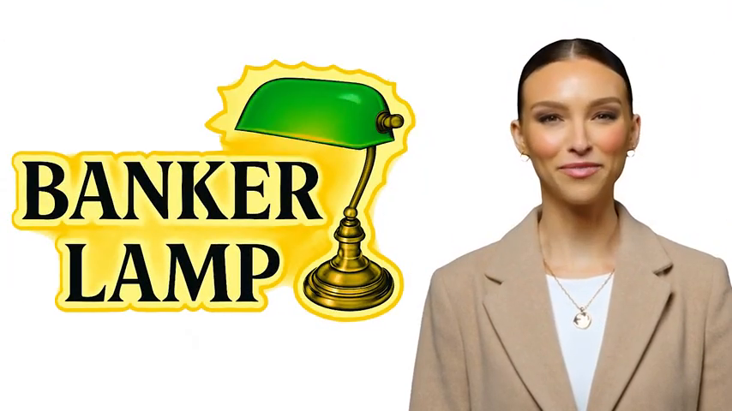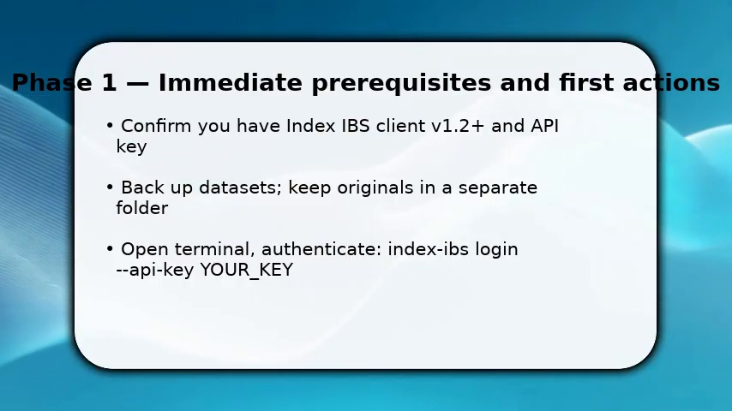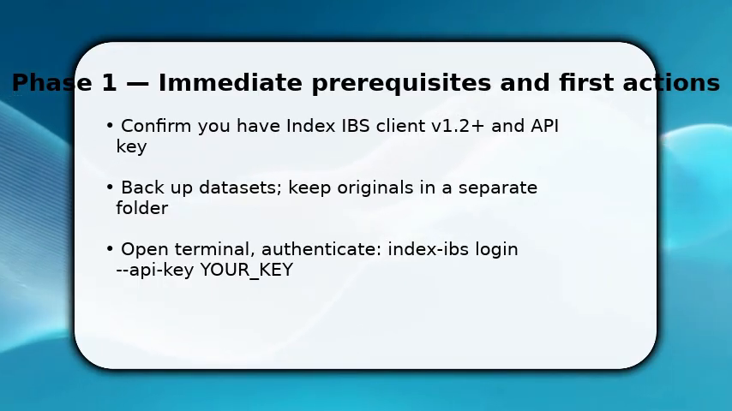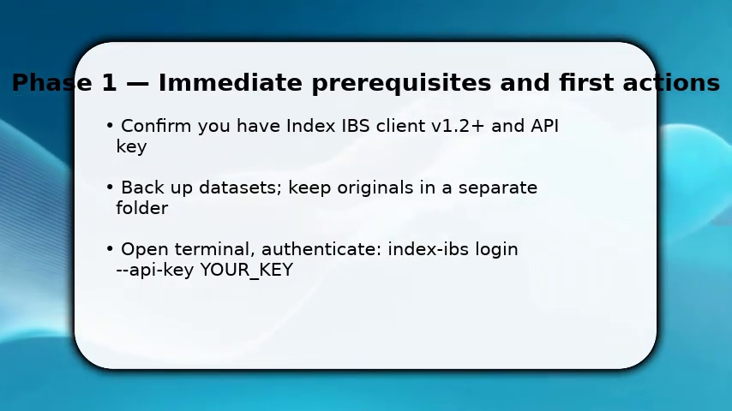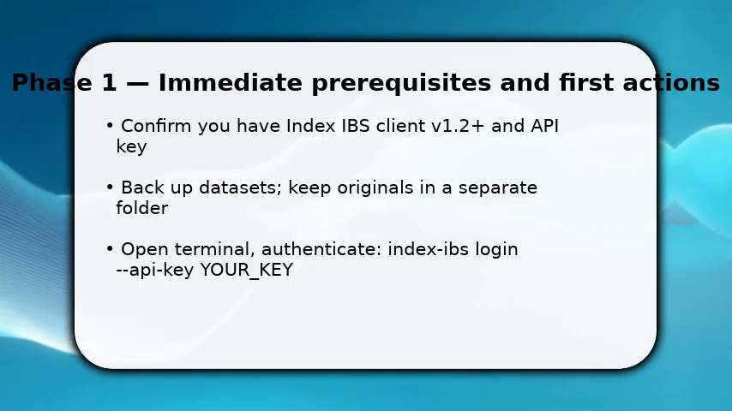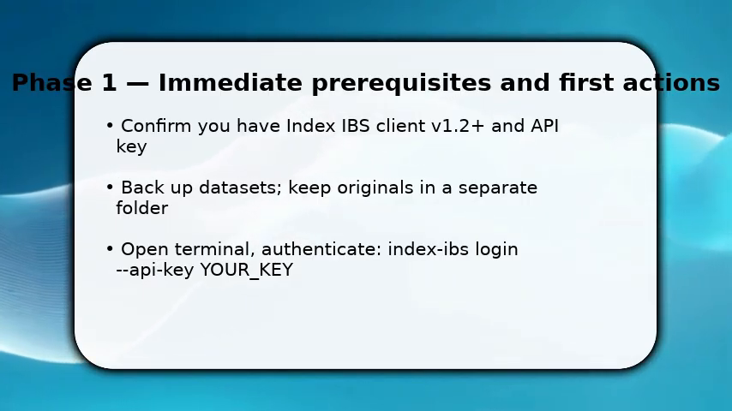Please enjoy the video. You start by preparing what matters. Confirm your Index IBS client version and obtain your API key, because compatibility prevents wasted time. Once authenticated, back up the raw dataset to a separate folder so you can revert.